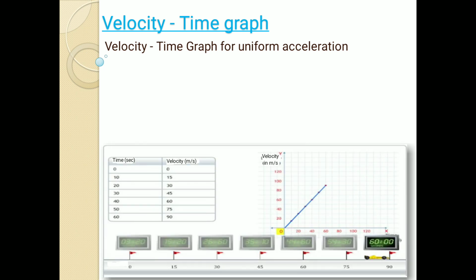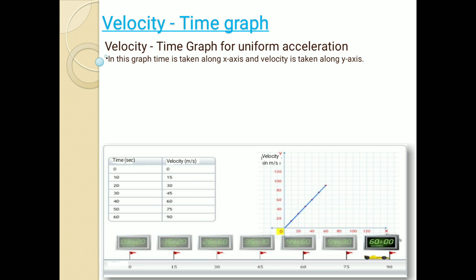This is one more graph, the velocity time graph. In a velocity time graph, velocity should be mentioned on the y-axis and time should be mentioned on the x-axis, the same as the distance time graph. Okay, so why? Because velocity depends on time. Time does not depend on velocity. Is it clear? See now, the velocity time graph for uniform acceleration.